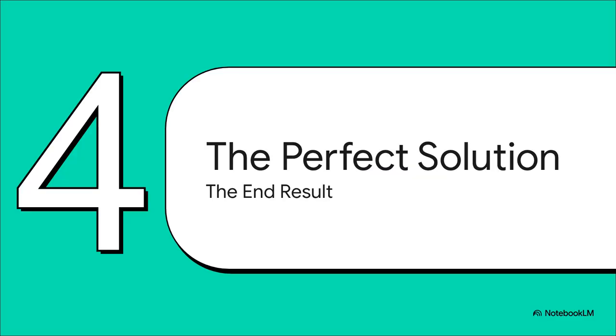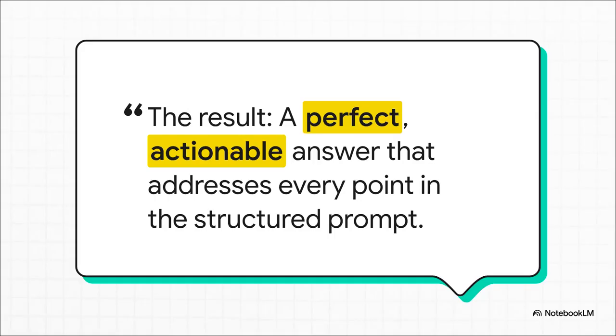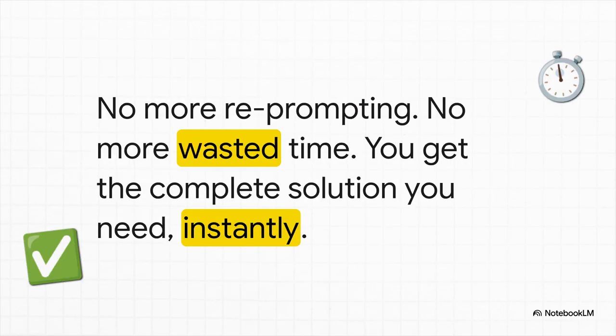So, what happens next? What happens when you feed the AI a perfect, expertly crafted prompt? Well, you get your perfect solution. And here it is. The AI's response is amazing. It's not some generic paragraph. It's a perfect, actionable answer. It gives you the root cause analysis, a corrected version of the code with proper error handling, and best practices to prevent the issue. It's literally everything you were hoping for in the first place. Think about it. No more going back and forth, no more reprompting, no more trying to explain what you really meant. You get the solution you need, instantly, on the very first try.